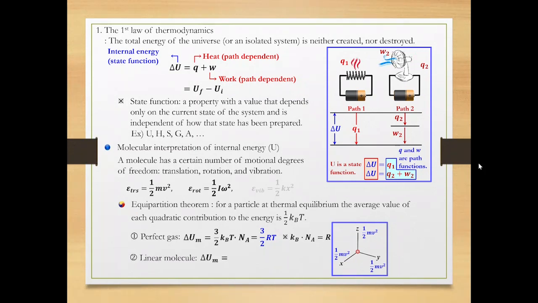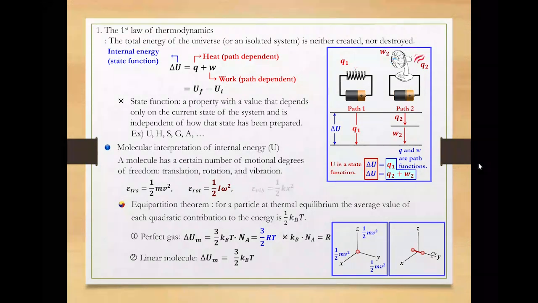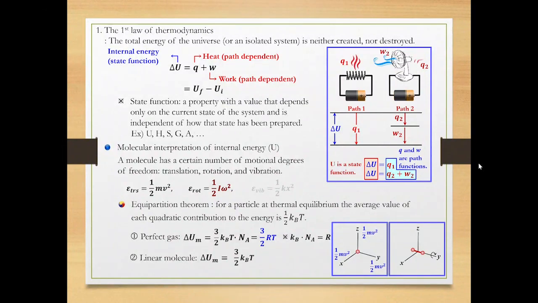What is the molar internal energy of linear molecules? Like a spherical molecule, it has translational energy 3/2 mv squared, which can be converted to 3/2 kBT utilizing the equipartition theorem. In addition to that, the linear molecule has non-zero rotational energy. Suppose a linear molecule lies along the y-axis. Rotating the molecule around the y-axis does not change the positions of the atoms of the molecule. Consequently, the rotational motion around the y-axis does not require any energy.